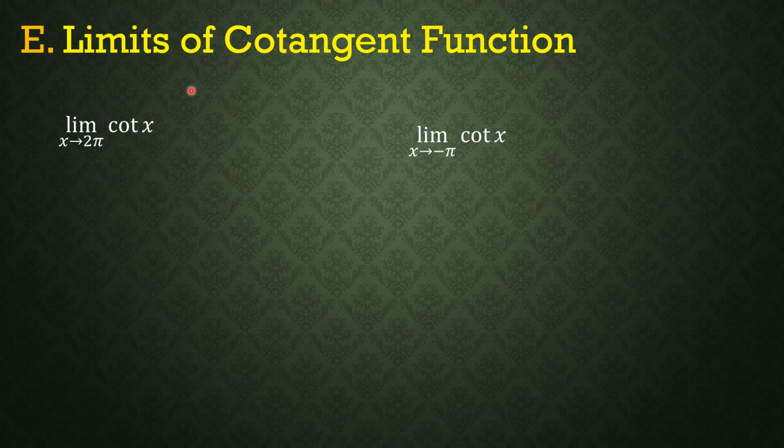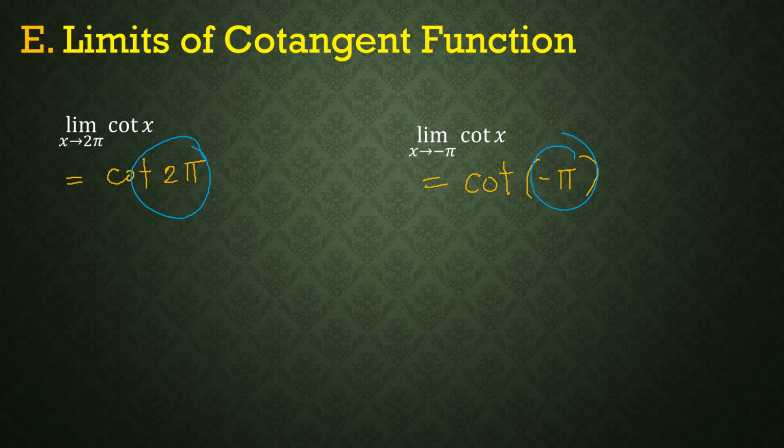Okay, so in this case, when will the limit of the cotangent function not exist? Or kailan siya hindi mag-exist? That will happen if you are going to have the final substitution. So if you try to observe here and you try to substitute, here it will give you cotangent at 2 pi. The other will give you cotangent at negative pi. This will be the final evaluation. However, you observe that these are multiples of pi. So ibig sabihin nito, hindi natin siya pwedeng gamitin in the evaluation kasi ito ay undefined in the evaluation.